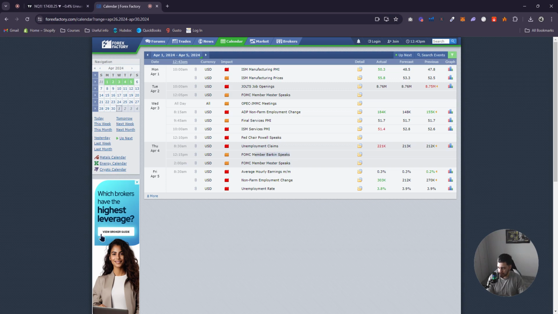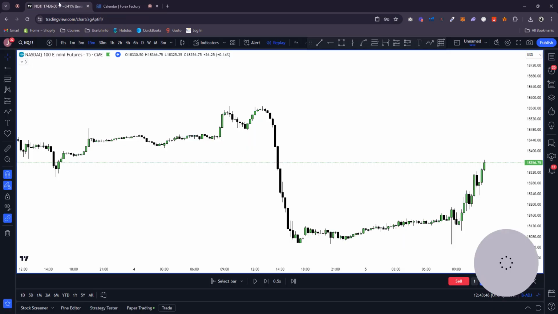Anytime you see people speaking, when it says FOMC member speaking, and if it's an orange or a red folder, like Fed Chair Powell speaks like this, right? This is a dude that speaks, that moves the markets. If you see any of these with the orange or red folder, I would say avoid it, because most of the time it gets super, super volatile. And that's exactly what happened here. All right. And then non-farm, boom.